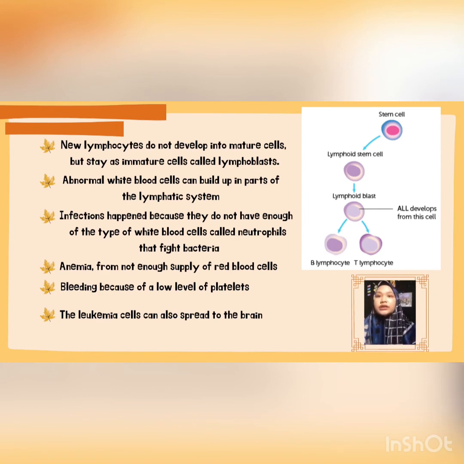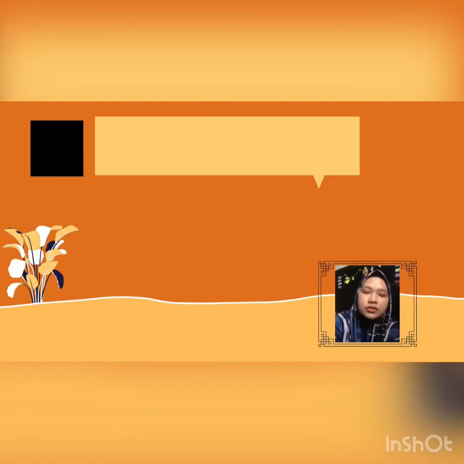So this causes our body to have symptoms such as anemia from not enough supply of red blood cells, bleeding because of a low level of platelets, and this leukemia cell can also spread to our brain.